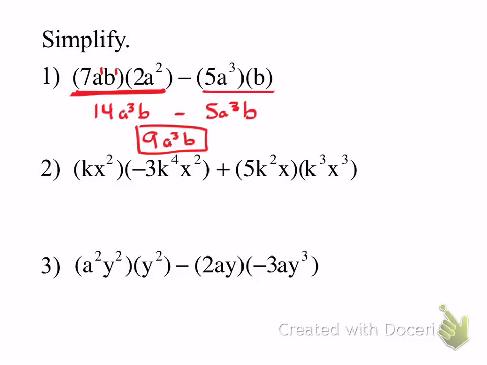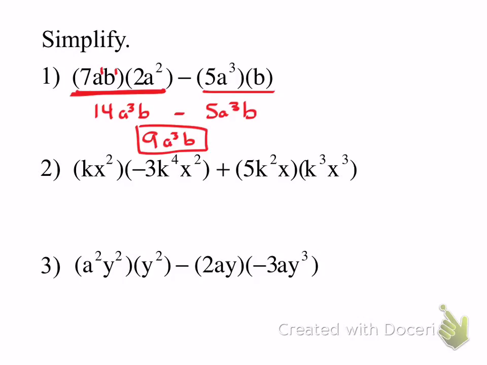Does that make sense? Yes. So even if you were adding, you wouldn't do a to the power, it'd still be just 8. No, it would be 19 a to the third b. The exponents don't change. We can only add and subtract like terms.